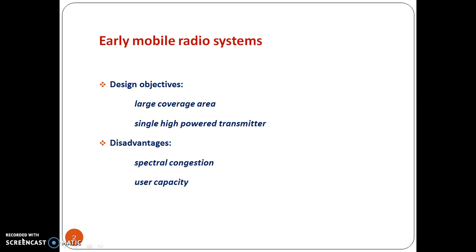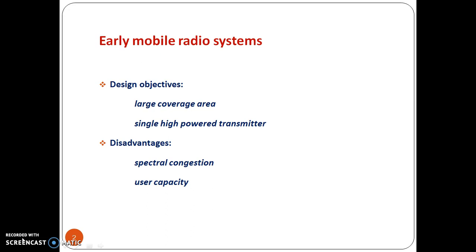This approach is very good for covering a large area, but it was impossible to reuse the same frequencies throughout the system, since any attempt to achieve frequency reuse will result in interference. It also has some disadvantages. The first one is spectral congestion and the second one is user capacity.